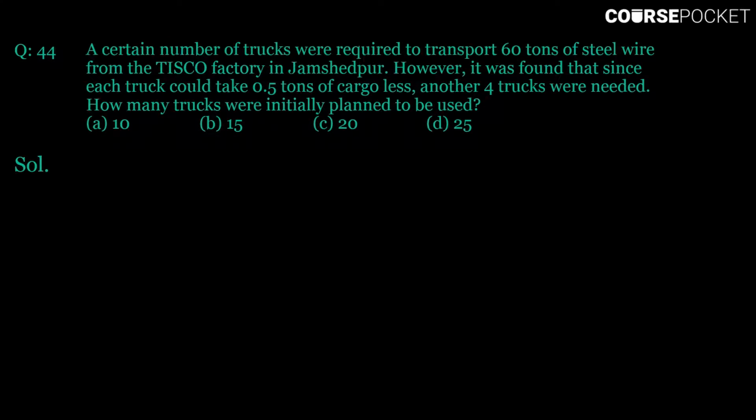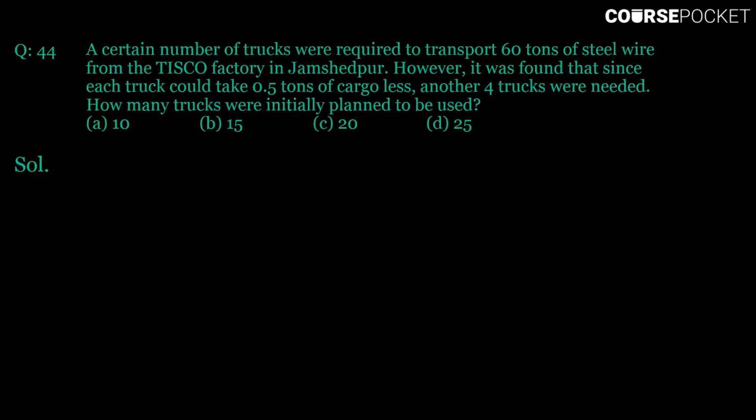Now for question number 44. A certain number of trucks were required to transport 60 tons of steel from Tisco factory in Jamshedpur. However, it was found that since each truck could take 0.5 ton of cargo less, another 4 trucks were needed. How many trucks were initially planned to be used?